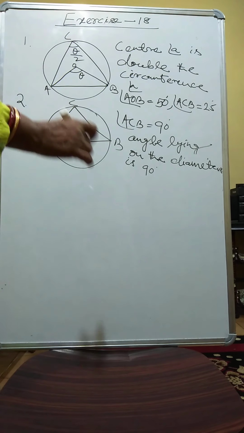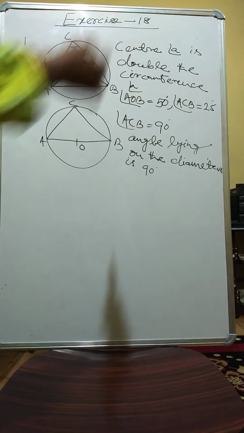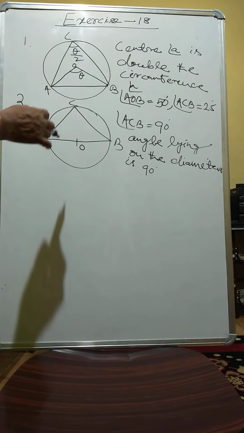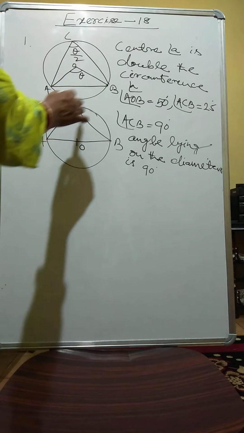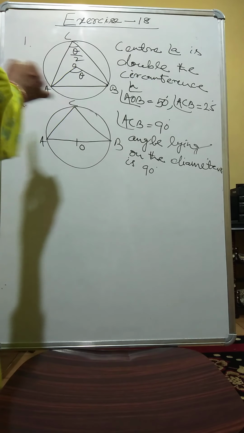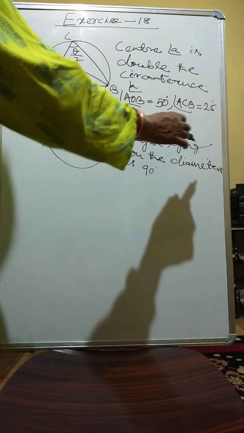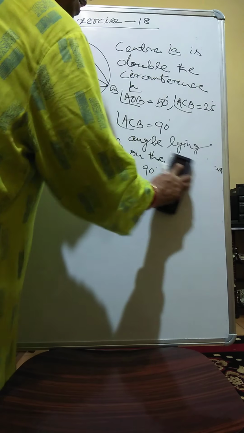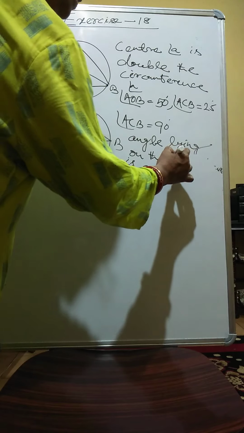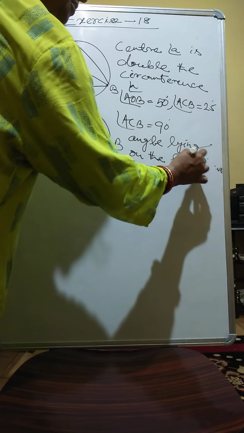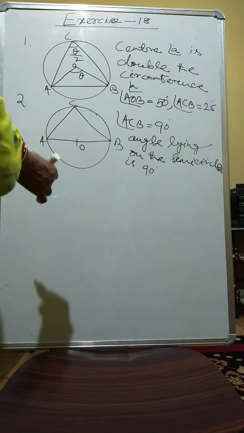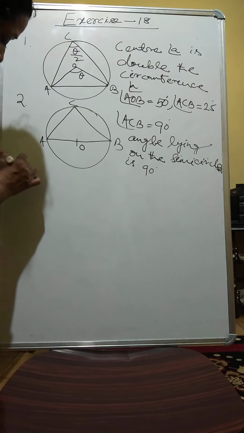90 degree, or angle lying on the semicircle is 90 degree, because we can say that diameter divides the circle into equal halves. This is one semicircle, this is one semicircle. Angle lying on the diameter, don't write. This is angle lying on the semicircle is 90 degree. Third property.